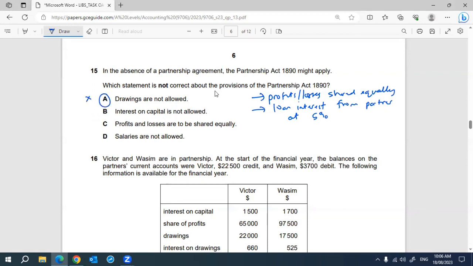But let's look at the others. Interest on capital is not allowed. It's correct. So remember, we are not looking for what is correct. We are looking for what is not correct. Profits and losses are to be shared equally. Yes, correct. Salaries are not allowed. Correct. So apart from what I mentioned here, there is no interest on capital, no salary, right? Whatsoever. No interest on drawings. So therefore, the correct option is E.